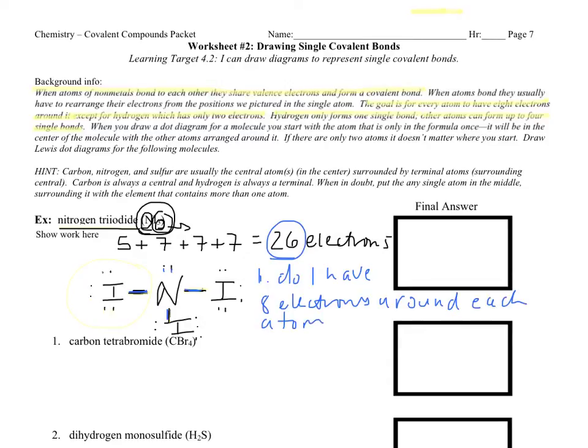So that's question 1. Okay, we do. And question 2, have I used all available electrons? Oops, excuse me, electrons. Okay, and if you have, that's your final answer. And you can redraw your final answer.